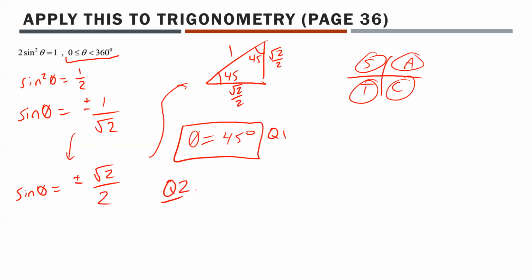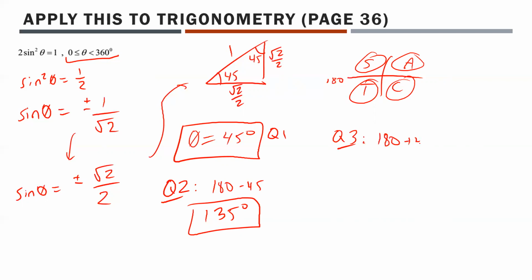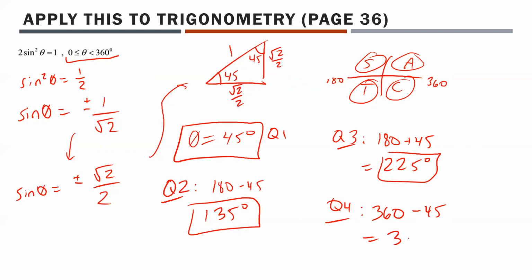If we were in quadrant 2, we just have to take 45 degrees away from 180. So if we go 180 minus 45, that gives us 135 degrees as being our angle in quadrant 2. In quadrant 3, we would just have to add 45 degrees to 180. So 180 plus 45 degrees gives us 225 degrees in quadrant 3. And then if you're in quadrant 4, we just have to take 45 degrees away from 360. So 360 minus 45, which should give us 315 degrees. Good. All right, that one wasn't quite so bad, hopefully.